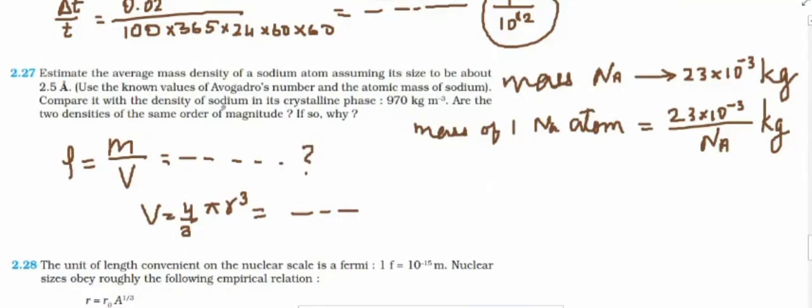Compare with the density of sodium in its crystalline phase, that is 970 kilogram per meter cube. So when you compare, you can see that you will get a very high density here. The density of the atom will be high, but the density of the crystal will be less. So again, you can see there is a tight packing. That is the reason you will get a high density. The particles are packed tightly there.